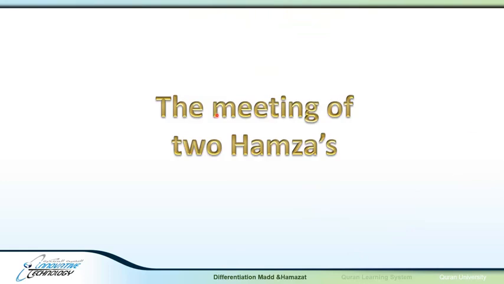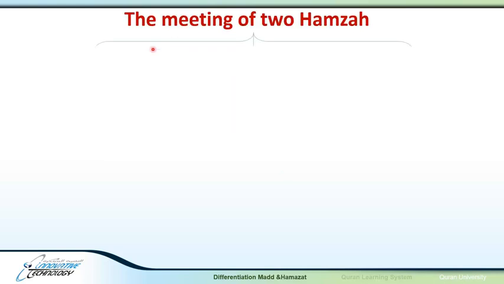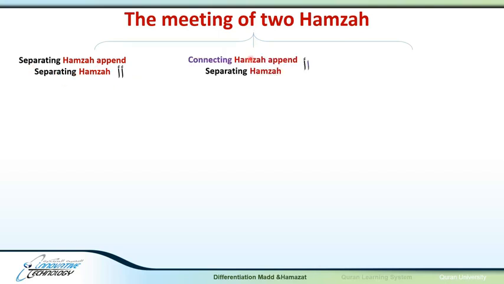Now we're going to talk about a unique situation where one hamza would meet another hamza. And in those situations where the two hamzas would coexist together, the way we pronounce those hamzas would vary depending upon what is the type of hamza that would append the other. Such meeting of two hamzas would have three possibilities: either a separating hamza appending another separating hamza, or a connecting hamza appending a separating hamza, or a separating hamza appending a connecting hamza.